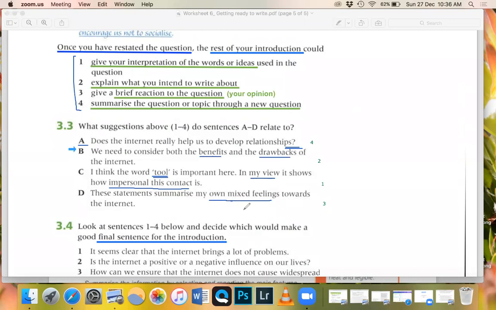Okay, so if you can't make up your mind, if you don't have a strong opinion for one view or another view, you can say that your feelings are mixed. Okay, I have mixed feelings towards the internet, so we need to consider the benefits and drawbacks. Right, so these are ways that we can add on to our introduction. Remember that you don't need to do all 4 of them. Just choose 1 or 2 that you're comfortable with and use these after you've restated the question.